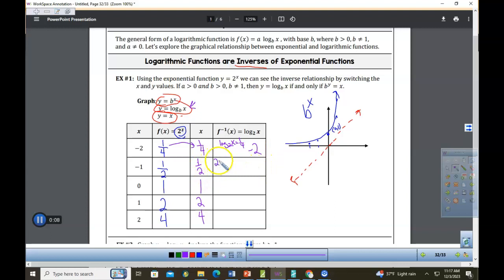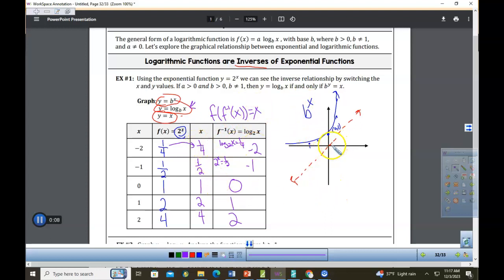2 to what power equals a half? Well, negative 1. 2 to what power equals 1? 0. See, they're inverses. 2 to what power equals 2? 1. 2 to what power equals 4? 2. So we're pretty much doing f inverse of x, right? And you should get x. Let's graph and see what that looks like.